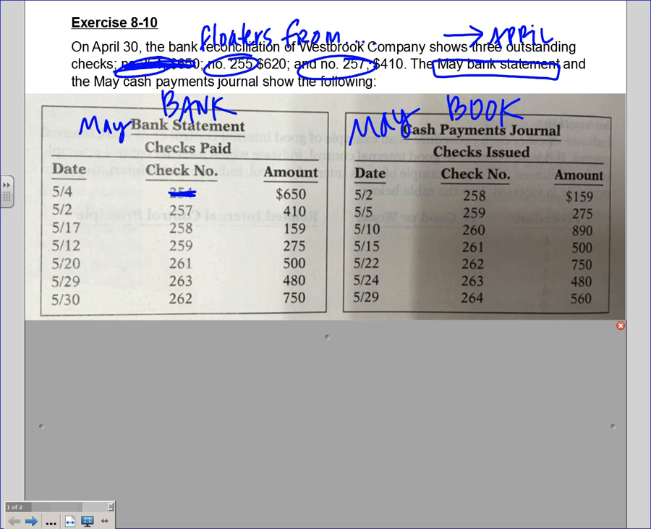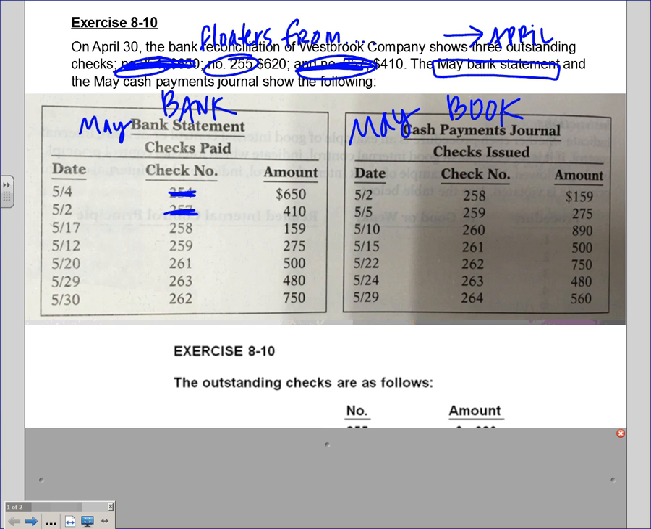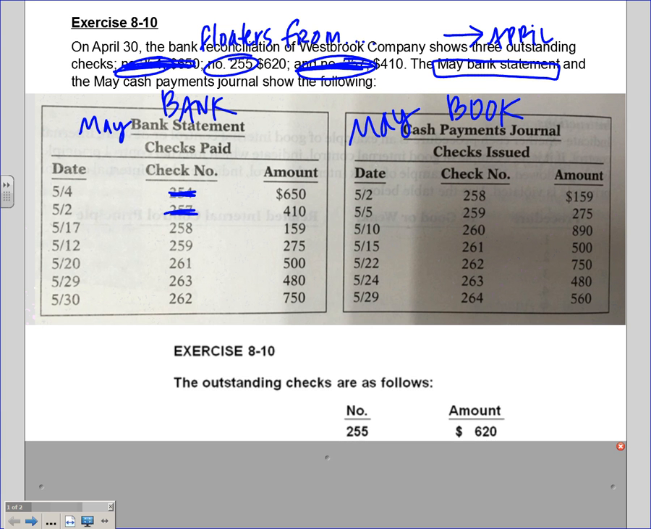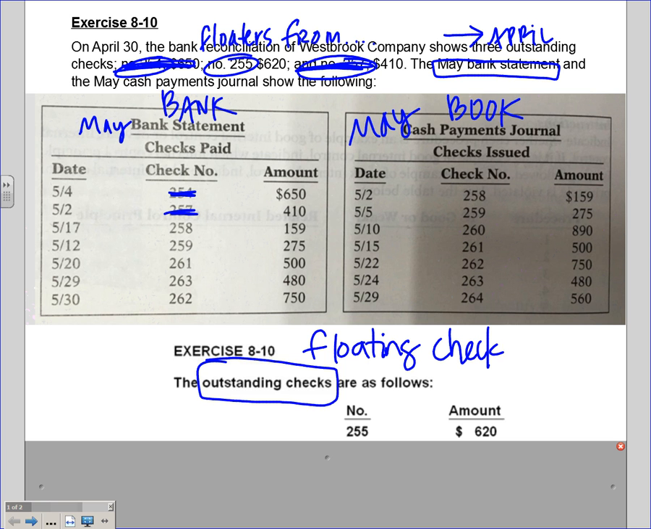And then how about 257? Has that cleared? Yep. So please list it just in this bottom area. I want you to just write outstanding checks or floating checks. Number 255 is still outstanding from April. Ouch.